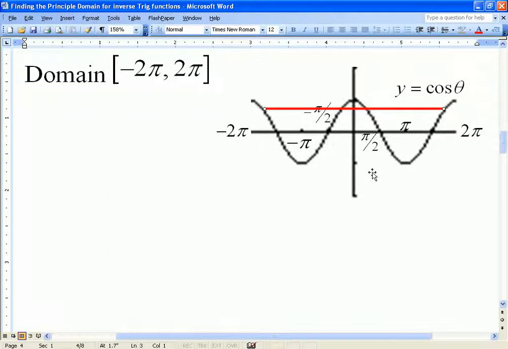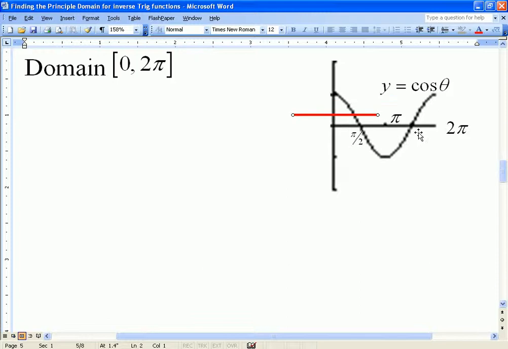Restricting this graph, as we did in the sine graph, from negative pi to pi will definitely not help, because as soon as we go to the left side of 0 radians, it immediately disobeys the horizontal line test. That means a horizontal line will cut it in more than one place. And if that happens, the inverse of the cosine is not a function. So in my next picture, I'm going to restrict it from 0 to 2 pi and see if we can find a domain for the cosine in which the inverse will be a function.